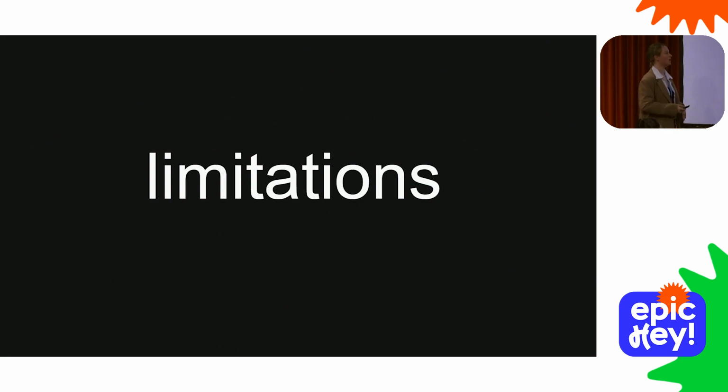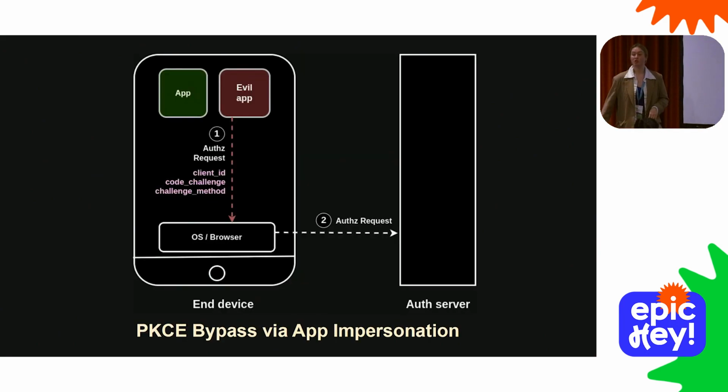I'm sorry. Basically, let's first discuss the limitations of this approach. Let me introduce you to the PKCE bypass via app impersonation attack. In this attack, we have a similar scenario. We have the end-user device. We have a good app, again, using OAuth 2.0 flows. We have an auth server, and we managed to steal the client ID and install a malicious app, which registered itself as a custom scheme handler for the same custom URI scheme.